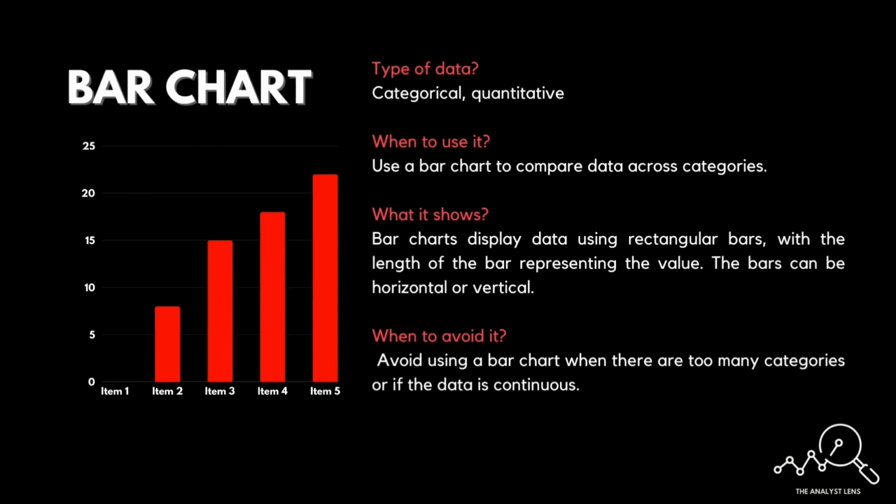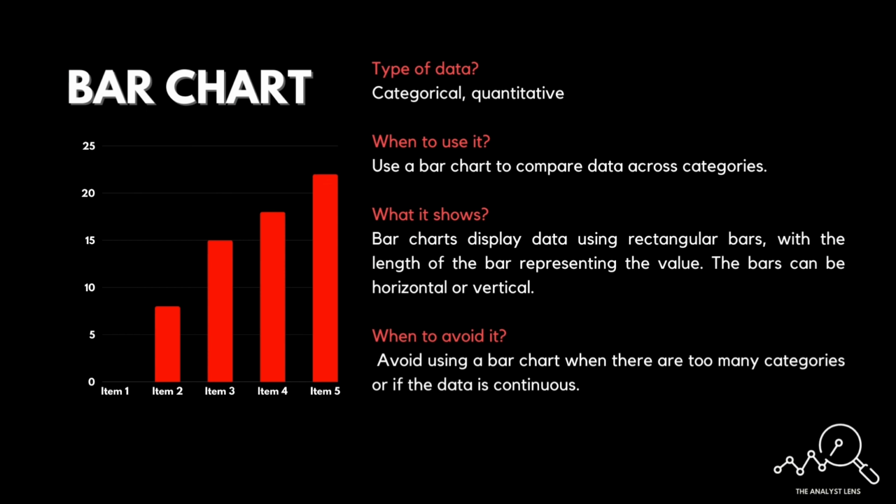The first one we have is bar charts. These are the most common and popular types of charts. They involve categorical and quantitative data types, and are used to compare data across categories. Bar charts display data using rectangular bars with the length of the bar representing the value. The bars can be horizontal or vertical.